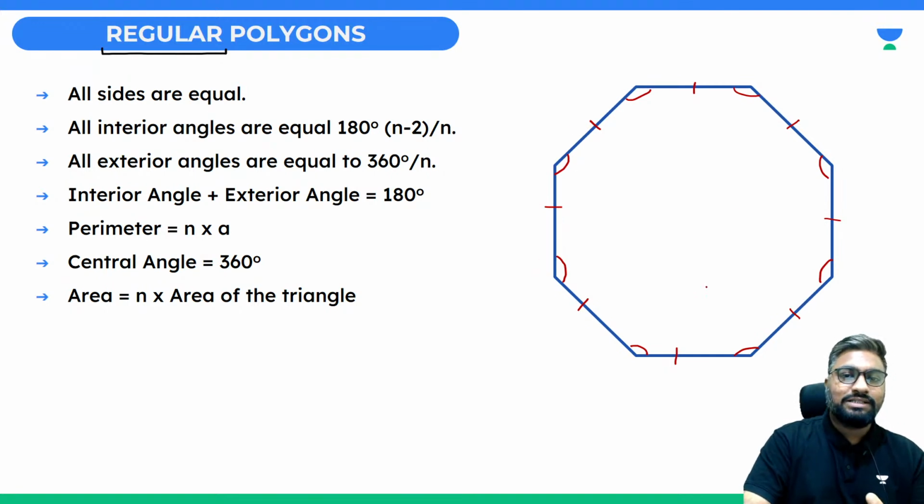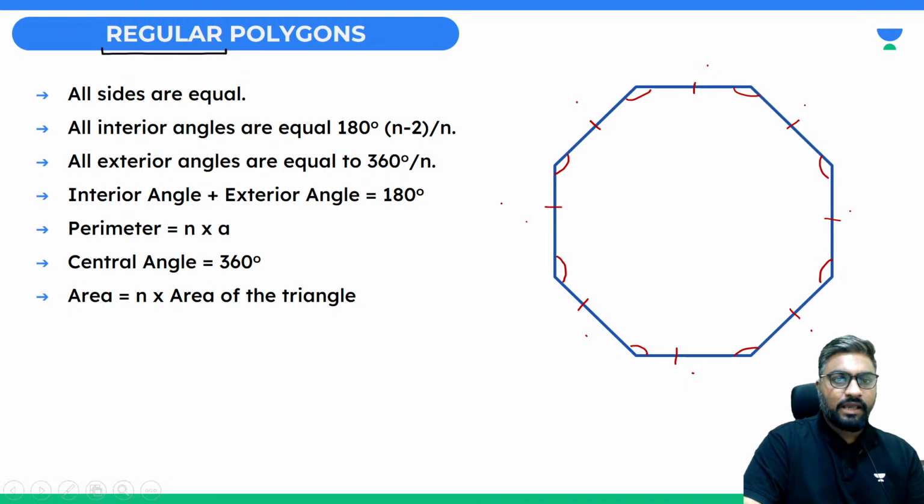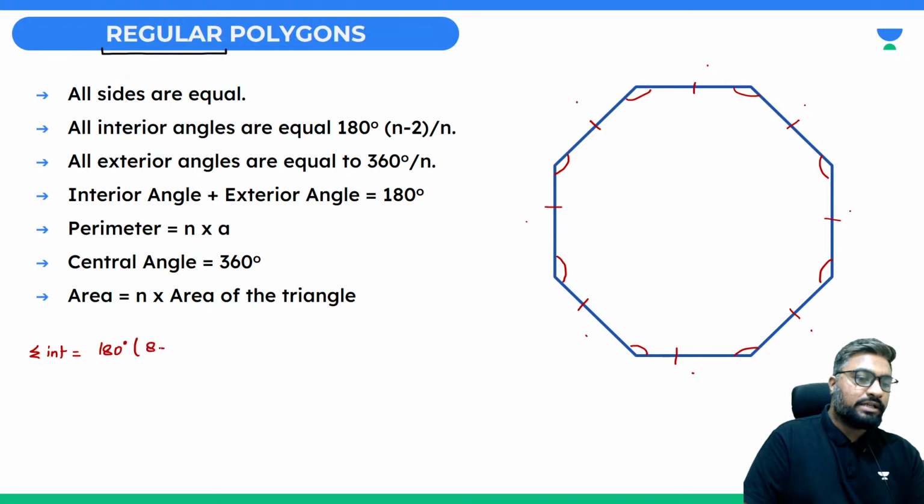So what is the shape, guys? 1, 2, 3, 4, 5, 6, 7, 8-sided shape, which is called an octagon. I know that the sum of all the interior angles will be equal to what? 180 into 8 minus 2, correct? Which is how much? 180 into 6, which is 1080 degrees. So this is the sum of all the interior angles.